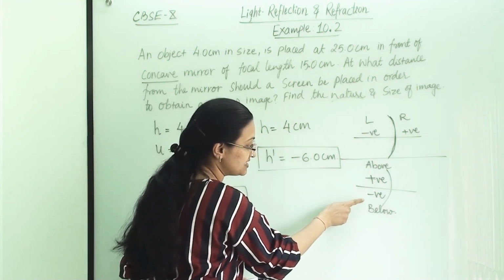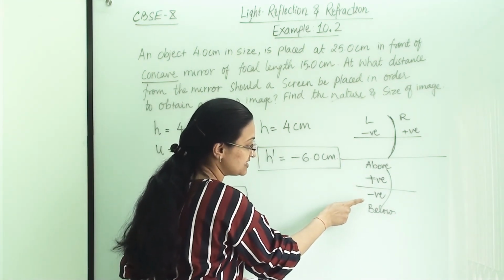Now we can check that the object size is 4 centimeter, whereas the image size is 6 centimeter. That means it is bigger than the object. So we can write that it is enlarged. Enlarged means it is bigger than the object. So, that is how we will interpret the answer.